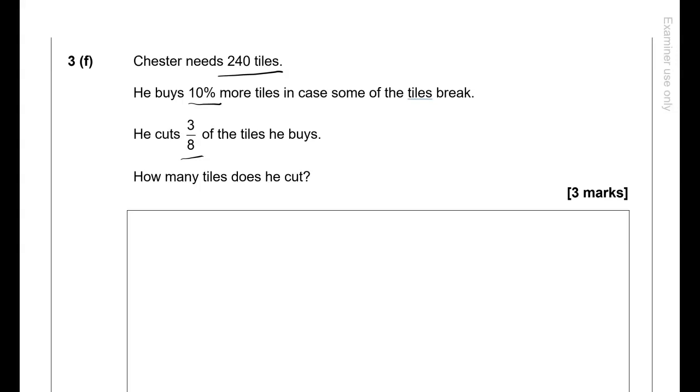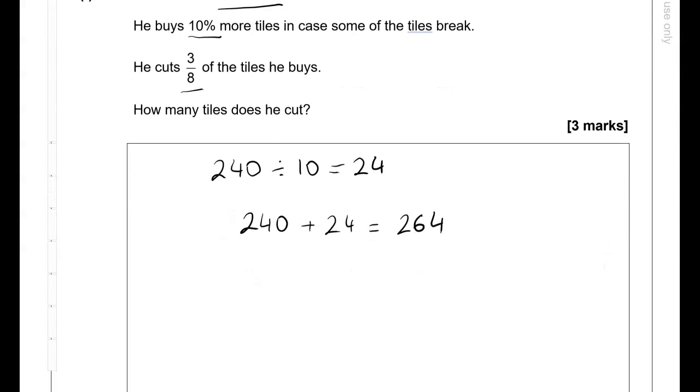So 10% of 240, you can easily work it out in your head. 240 divided by 10, that means knocking off a 0, that'd be 24. So 240, if you add the 24, that is going to give us 264 tiles. So he's going to cut 3/8 of the tiles that he buys.